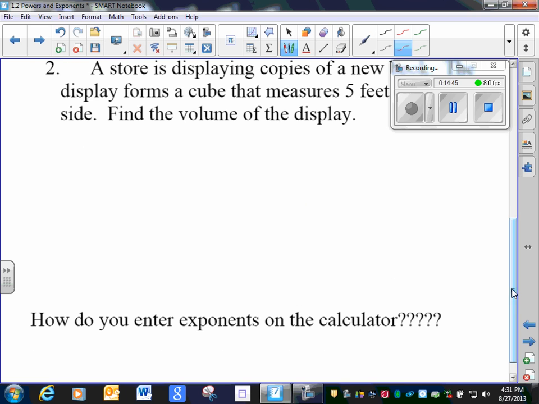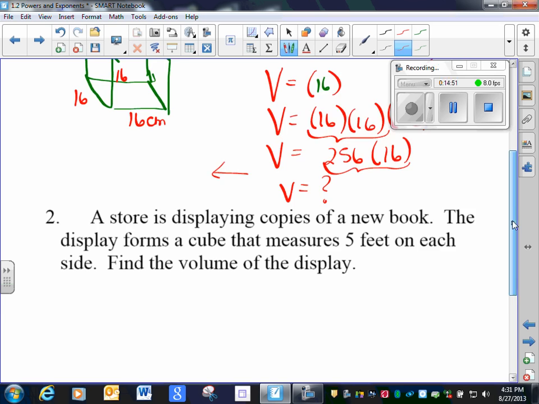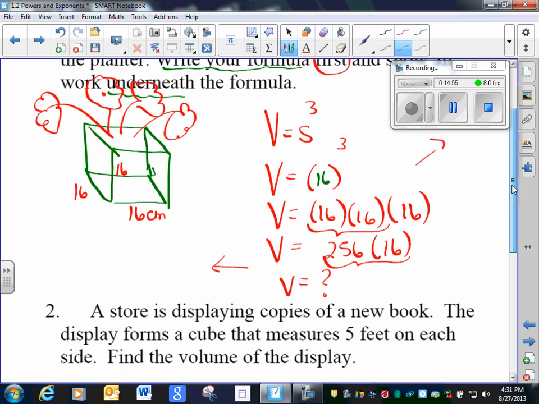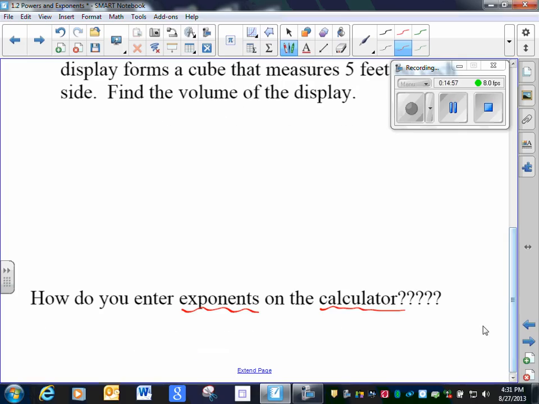And when you come to class, we're going to talk about how you do exponents on our graphing calculator that make your problems go really fast, and then you don't have to multiply 16 by 16 by 16 by hand. So remind me, and I'll show you, and we'll do that on the calculator.